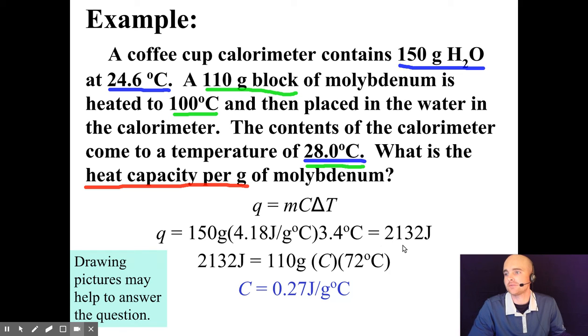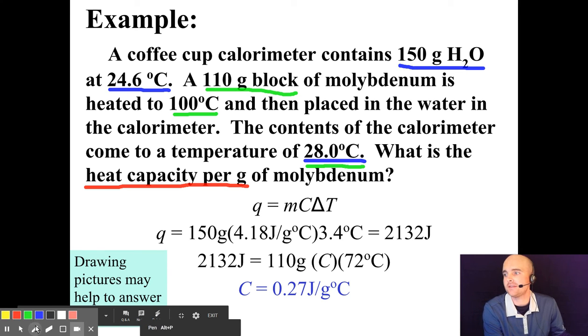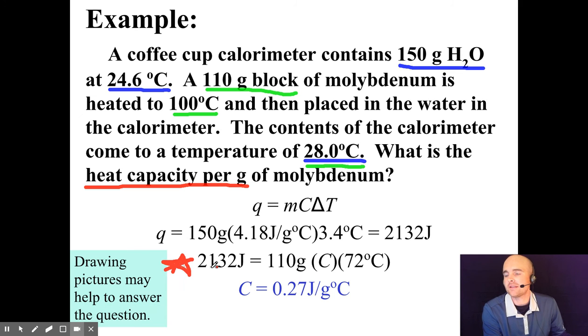So my heat is 2,132 joules. That equals the heat released by the molybdenum as well. So that's a nice key. This is the key step right here. This is the key step, setting these equal to each other.